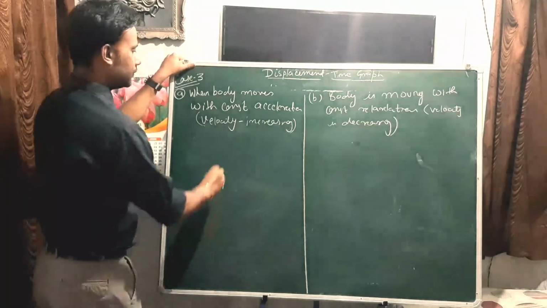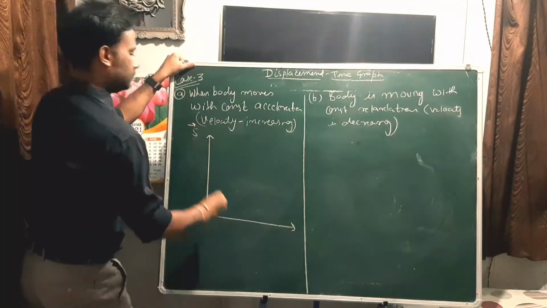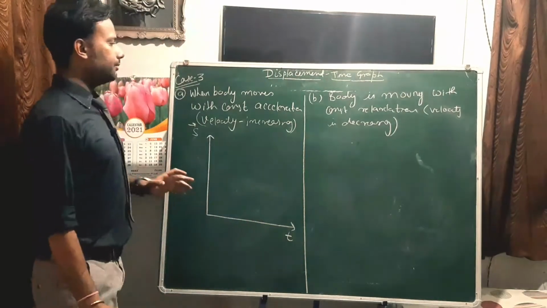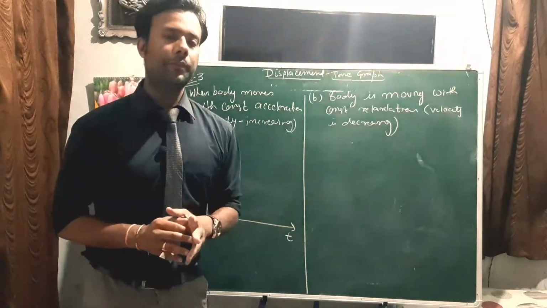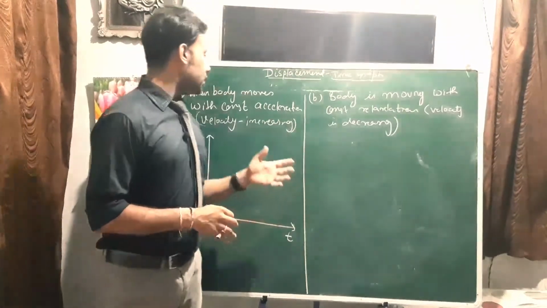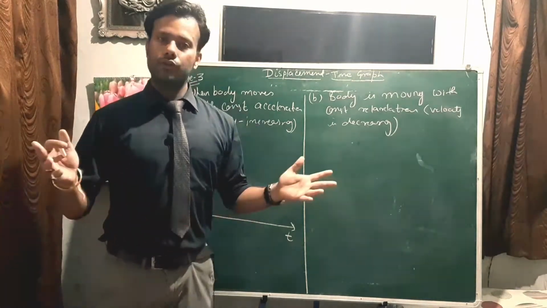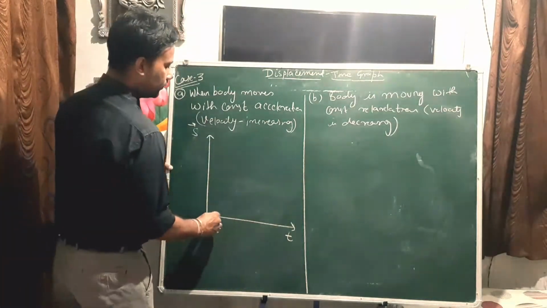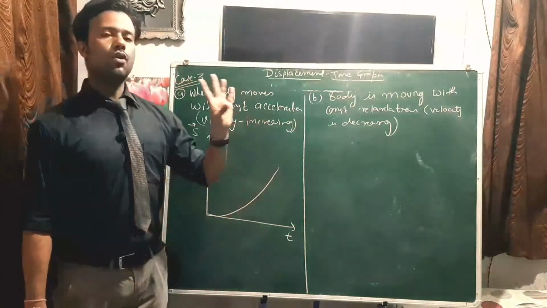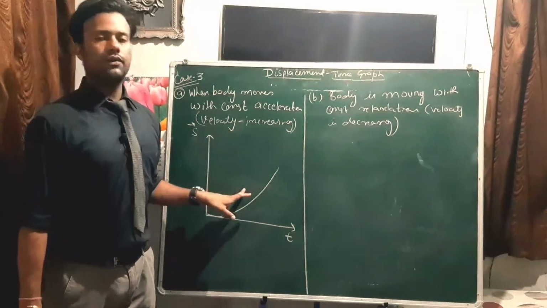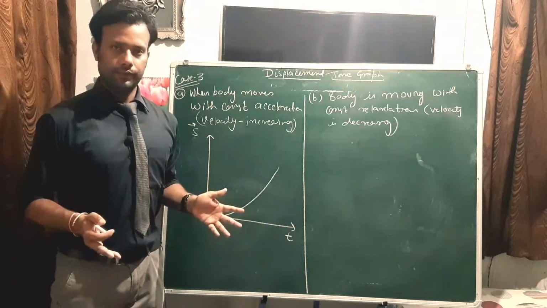How do we solve this graph? Velocity is represented by slope. Now velocity is increasing, so it means that the slope of the graph is also increasing. So what can be the graph? It will be like this. You can check between any 2 points, the slope of the graph is not constant. It is in the form of a curve and it keeps on increasing, right?